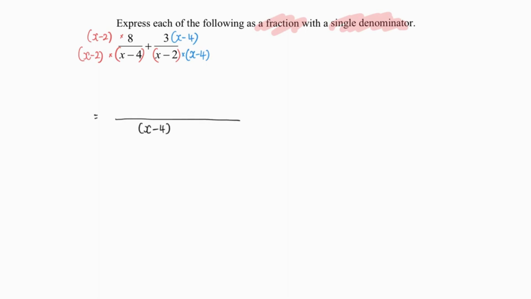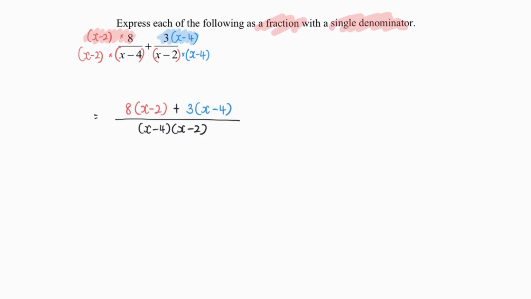x minus 4, x minus 2. And the numerator, notice what I do? Mr. Tan here did not expand out first. Rather, I write it down neatly first. So I've successfully combined into a single fraction.